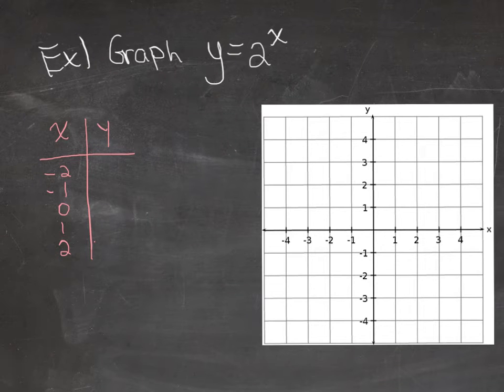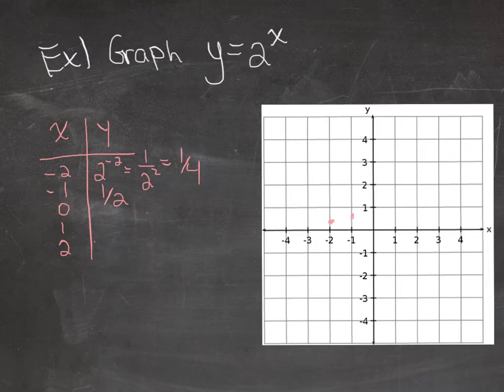So when x is -2, I have 2 to the -2, and we remember that negative exponents reciprocate the base, so I have 1 over 2 squared, which is 1/4. So when x is -2, y is 1/4, maybe about here on my graph. When x is -1, again I reciprocate, so it's 2 to the -1, which is 1/2. So when x is -1, I have 1/2, a little bit higher here.